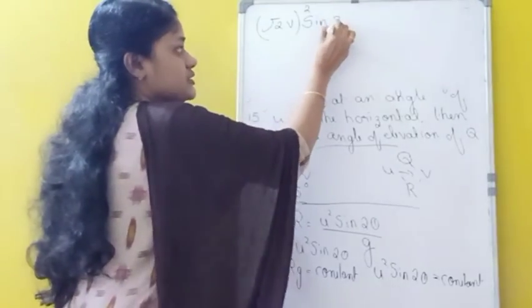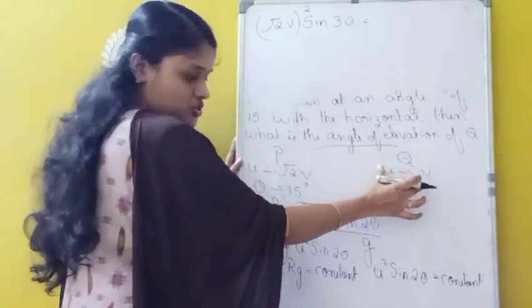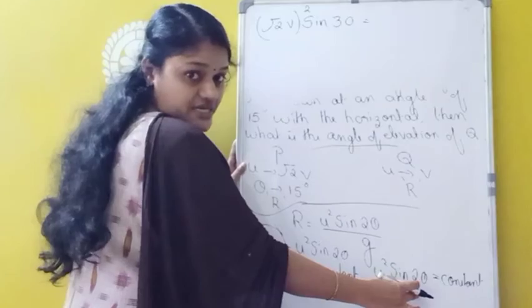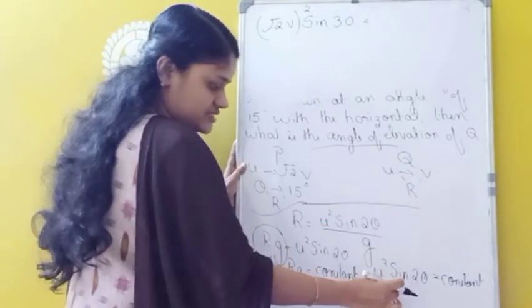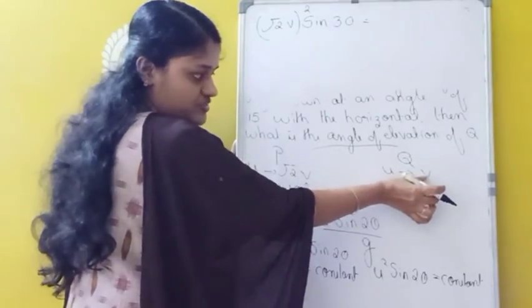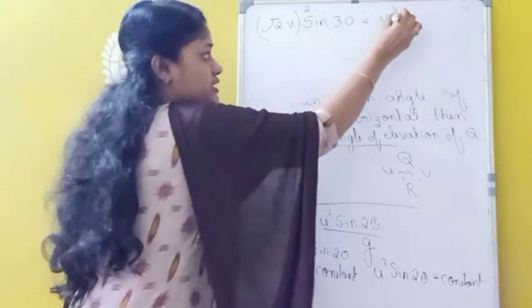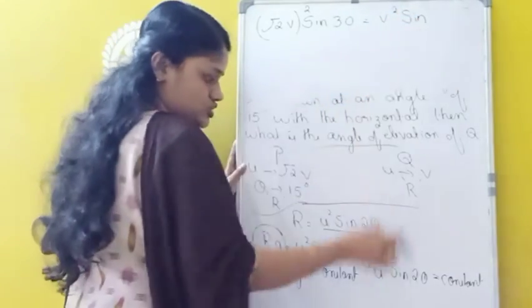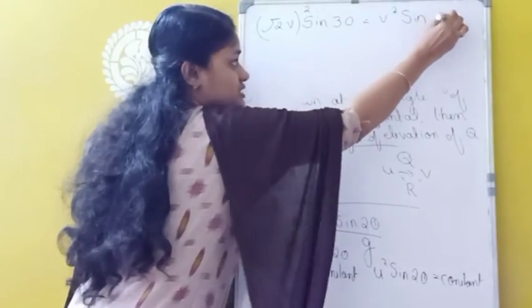30. Now the right hand side, for this projectile Q, again we have to apply u square sine 2 theta because it is given as constant. So for this projectile Q, what is the velocity? It is given as v. So instead of u, I am applying which one? V. So u square means v square. V square sine of 2 theta. We don't know the value of theta here, so we can simply write 2 theta itself.